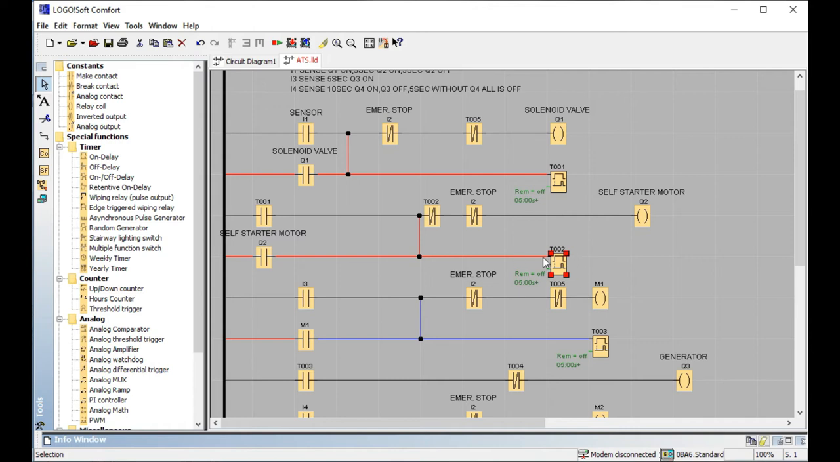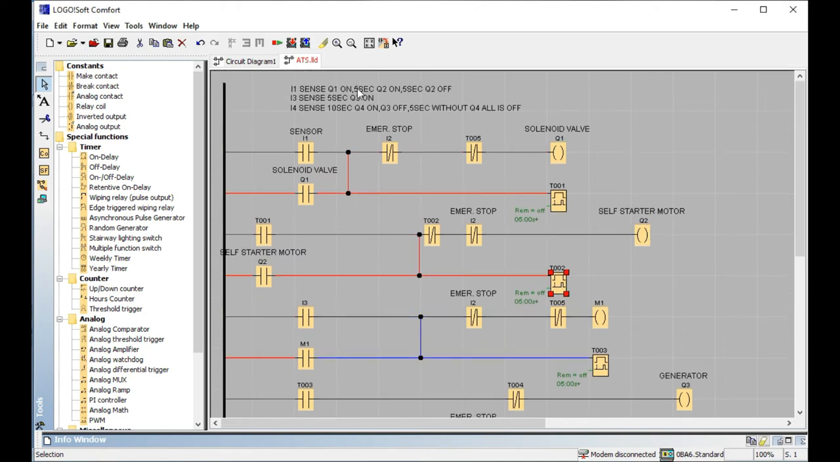After 5 seconds, this is the destination time, so the 5 seconds is reached. The timer acts as a break to this Q2. This is the emergency stop, that's why it's used in here. Basically, this Q2 break contact stops the self-starter motor. That's why after 5 seconds, Q2 will be off.